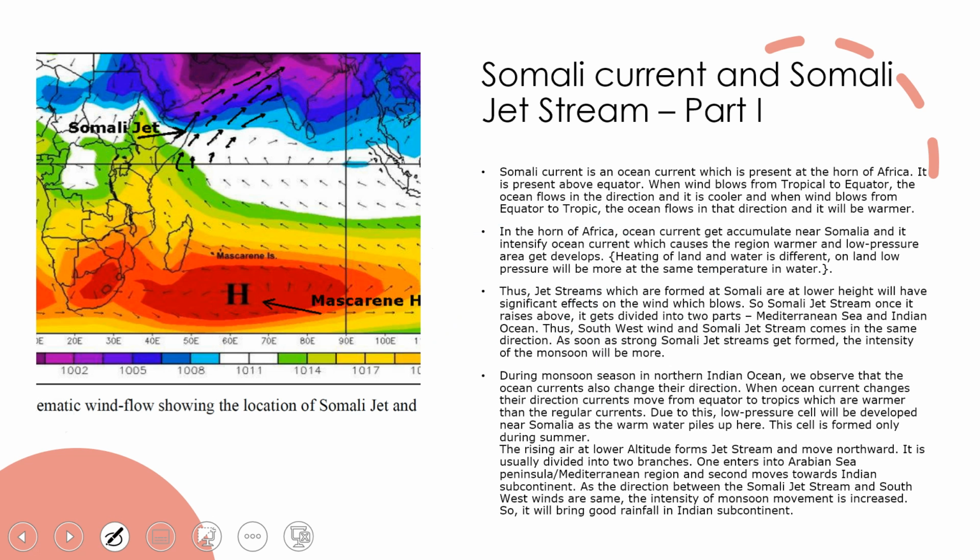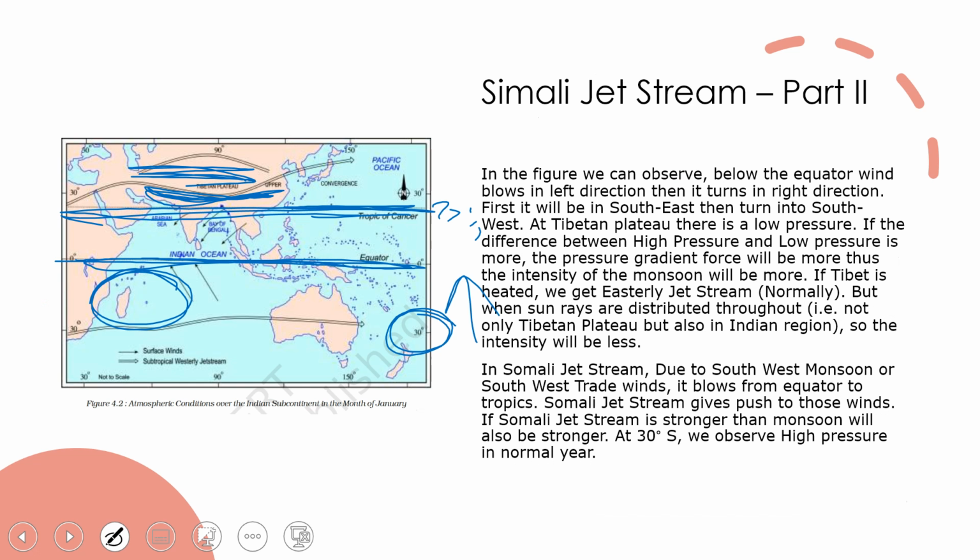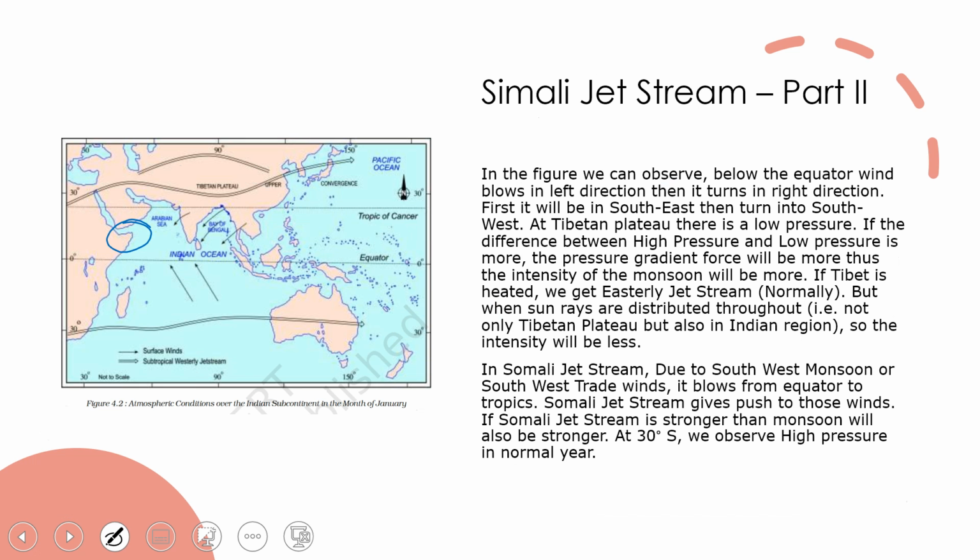So as per this slide, the Somali current is an ocean current which is present at the Horn of Africa, that is here. This one is present above the equator. If you see, this is above the equator, this is present above the equator.